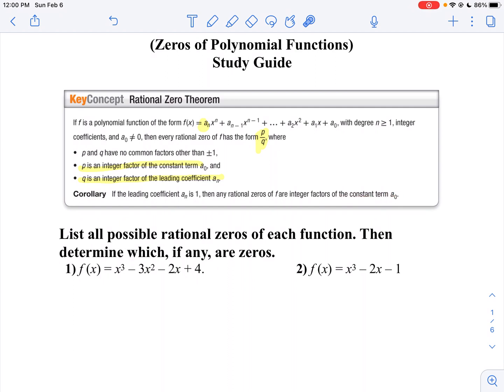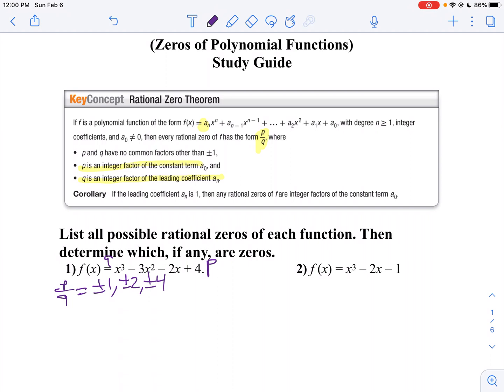So let's start here with example 1. I want to list all the possible rational roots of each function. Then I want to determine which, if any, are zeros. So I start here by looking at all the factors of P. All the factors of P are going to be all the factors of 4: 1, 2, and 4. All the factors of Q are going to be 1, so P over Q is going to be plus or minus 1, plus or minus 2, plus or minus 4.